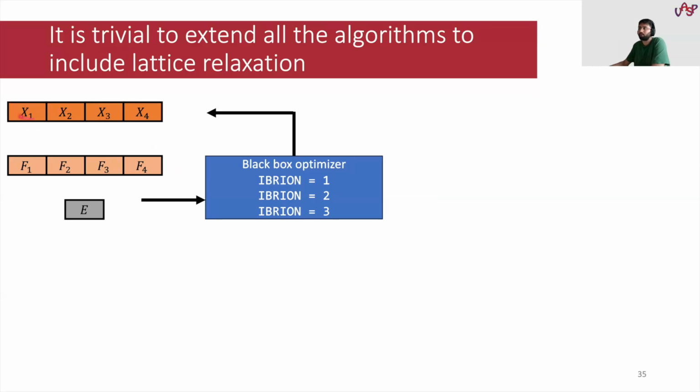So you have 4 atoms, 1, 2, 3, 4. You have all of their positions. VASP will compute their forces. You have all of the forces as vectors, and it will compute an energy. This is what VASP does.